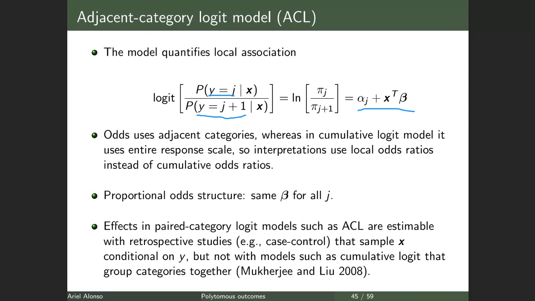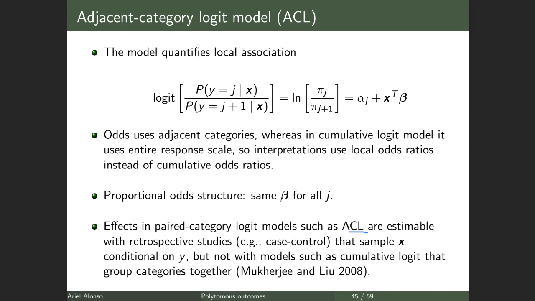An important advantage of this model is that in these per category logit models, like the adjacent category model, the ACL, you can estimate these effects even in retrospective studies, like in a case control study. That's also a property of the logistic regression model. You can estimate the parameters also with a case control study.